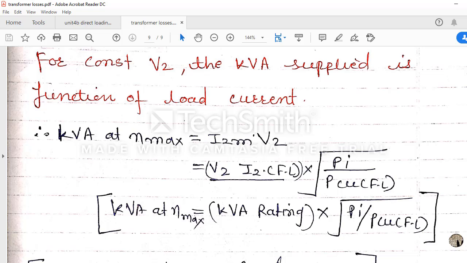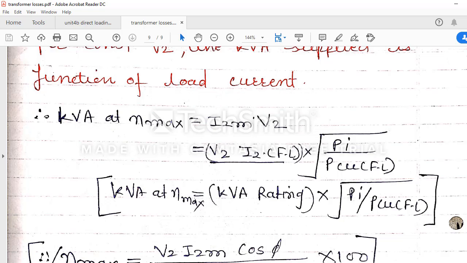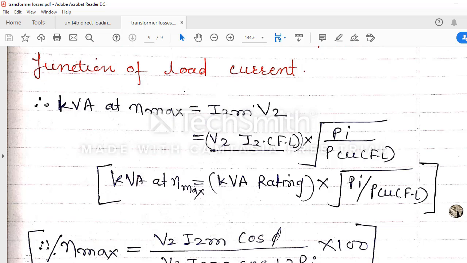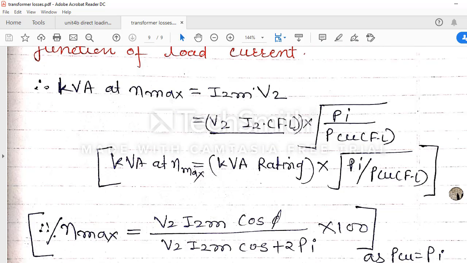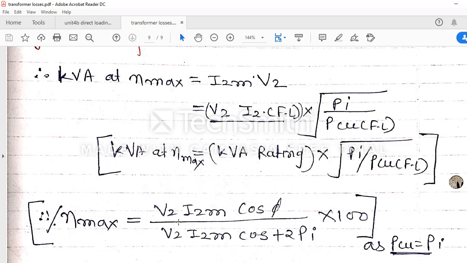Percentage maximum efficiency is equal to V2 I2M cos phi divided by V2 I2M cos phi plus 2 Pi. Now why 2 Pi? Because for the maximum efficiency condition, PCU is equal to Pi, and Pi is a constant loss. So here it is 2 Pi. This is the expression for maximum efficiency.